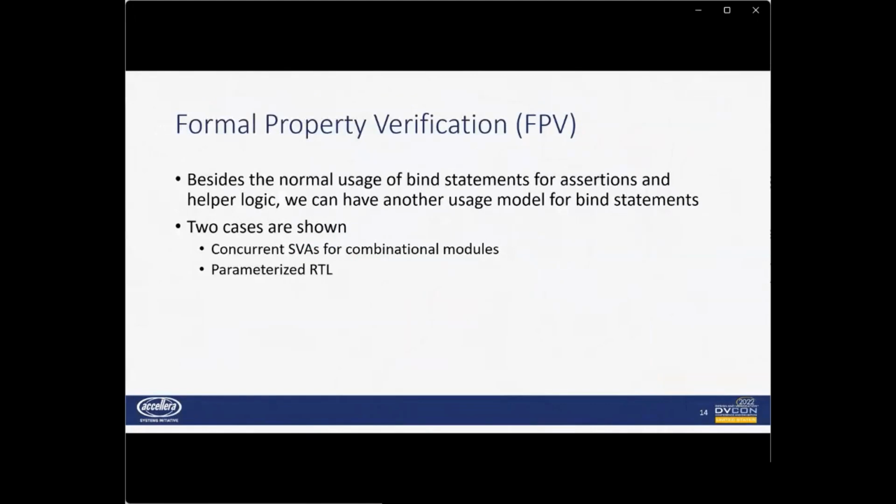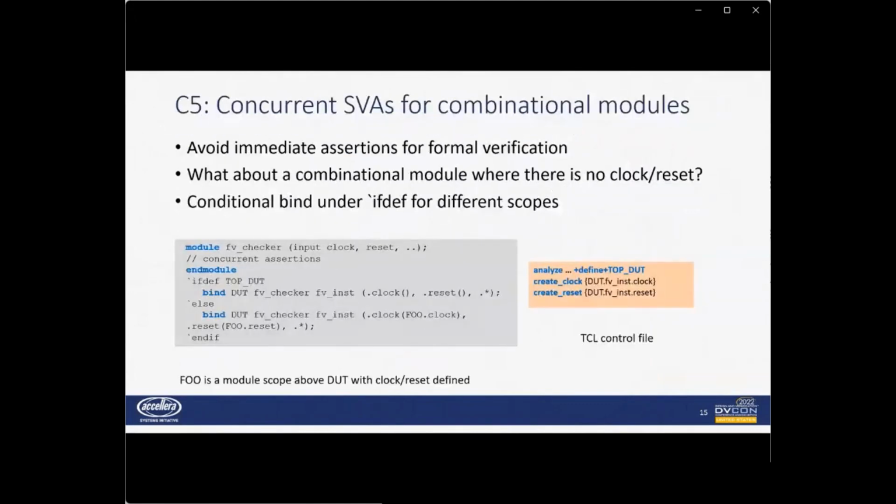Our last two use cases are for formal property verification. One is how we use a bind statement to write a concurrent assertion for a combinational module. The other is how we use a bind statement to handle parameterized RTL. So here's a concurrent assertion for a combinational module. If you have combinational circuitry and you want to write a concurrent assertion, then you need a clock and a reset.